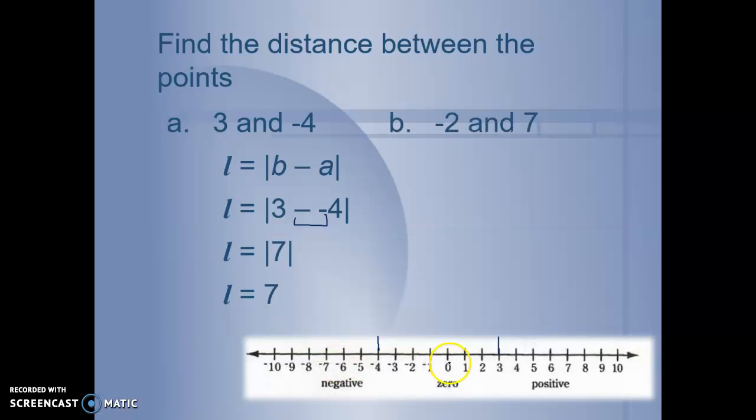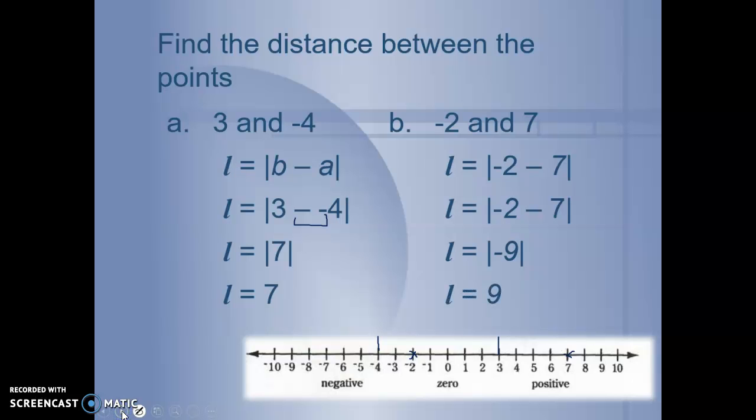Try this one on your own. Negative 2 and 7. What's the distance between these two? Use the formula and see if you can figure it out. If you got the length was 9, great job.